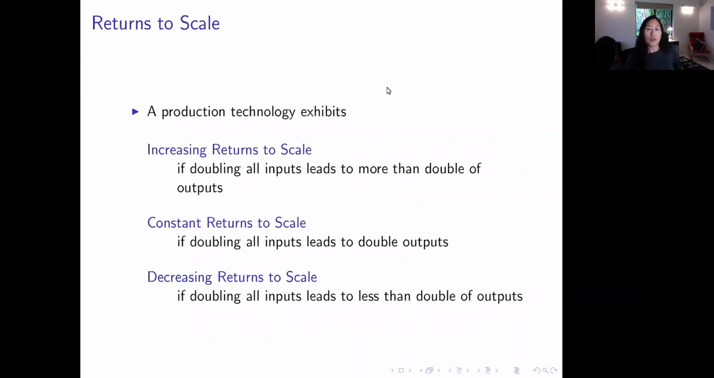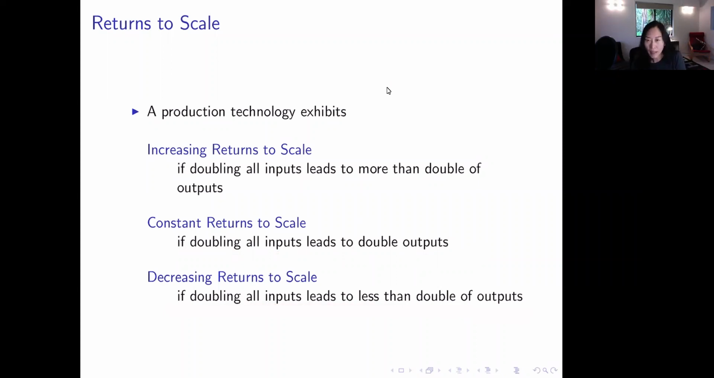Next, we're moving on to the returns to scale. There are three different kinds: increasing returns to scale, constant returns to scale, and decreasing returns to scale. The general idea is, for increasing returns to scale, doubling all the inputs would lead to more than double the output. If doubling our inputs leads to double the output, that's constant returns. If doubling all the inputs produces less than double the output, that's decreasing.